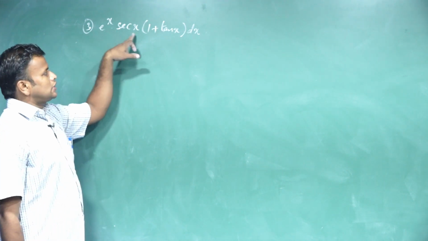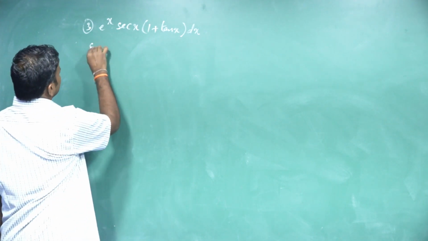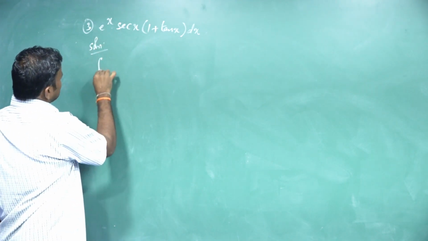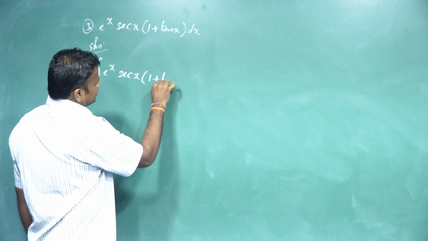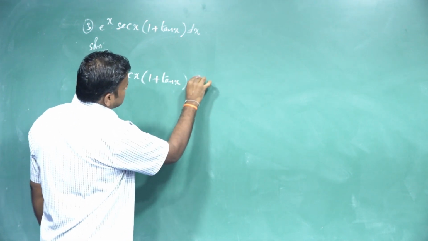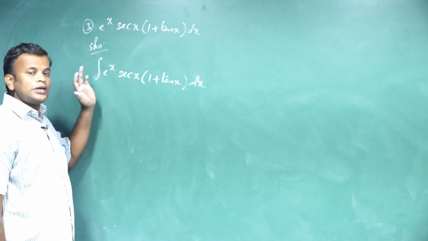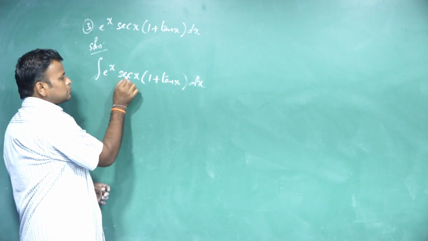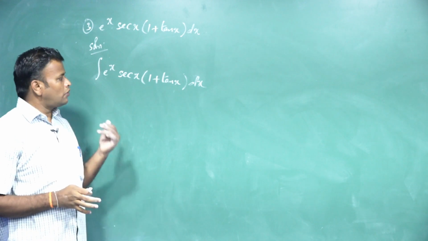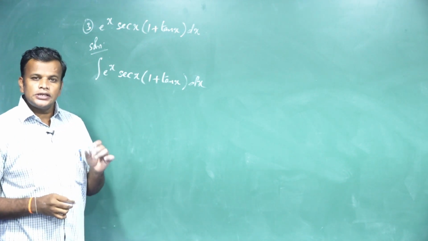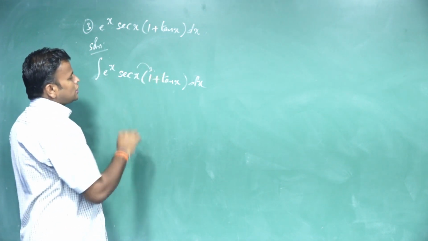Integrating e power x into secant x within a bracket 1 plus tan x into dx. You see outside only e power x is needed, but this e power x is multiplied with secant x within some bracket. Now we have already seen two sums. Do you have any idea? Outside only the e power x term is needed, so the remaining term is multiplied inside.